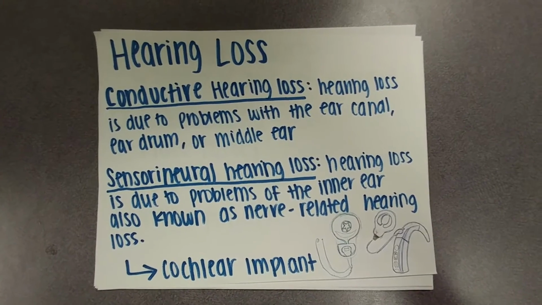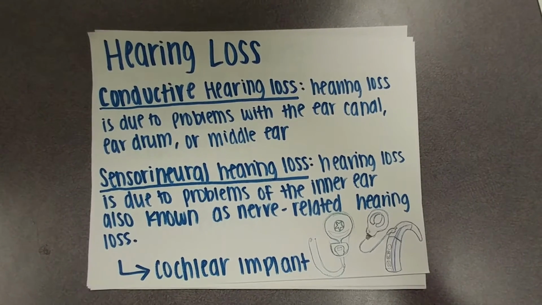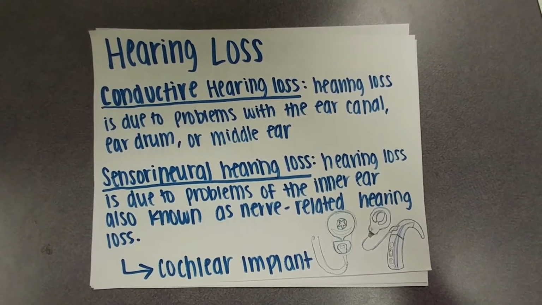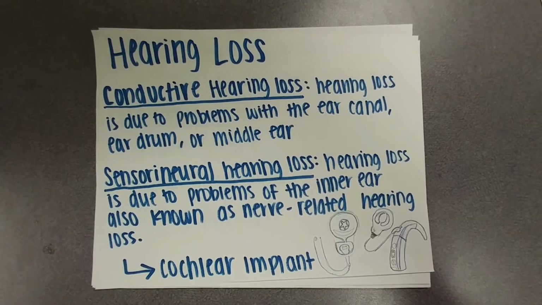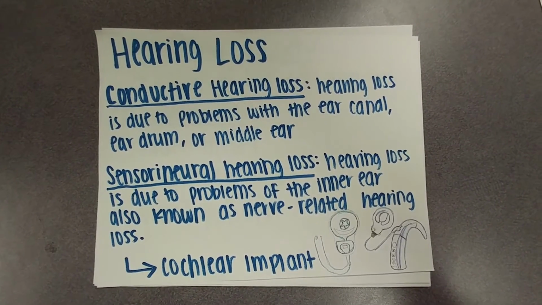A way to fix hearing loss problems is a cochlear implant. It's an electronic medical device that replaces the function of the damaged inner ear. Unlike hearing aids, they don't make sounds louder. They work on the inner ear to provide sound signals to the brain.